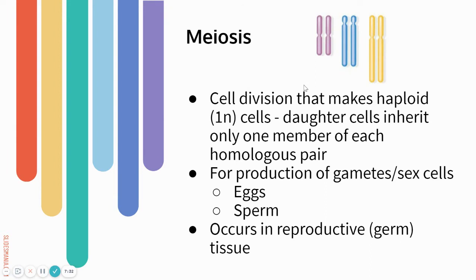And the reason that we want to make these haploid cells is that when we're creating gametes, or sperm cells or egg cells, we need to cut that chromosome number in half so that when the sperm and egg combine to create an embryo, that embryo or offspring, for whatever kind of organism we're creating, is going to have the right number of chromosomes. The full set, but no extras. And this is therefore going to occur in reproductive tissue or germ tissue.